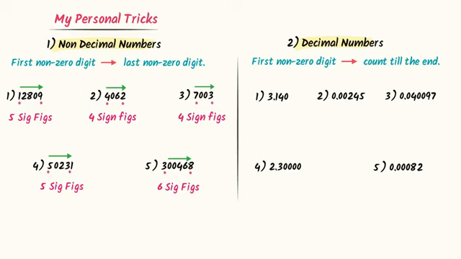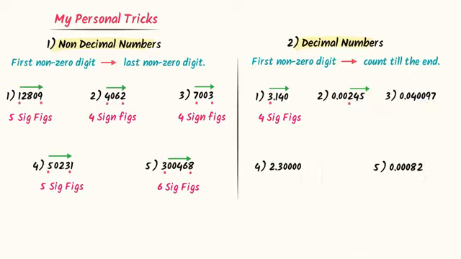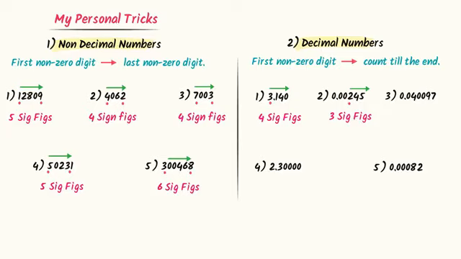3.140, the first non-zero digit is 3. I count till the last digit. There are total 4 digits, so there are 4 significant figures. In the second number 0.00245, first non-zero digit is 2. I count till the last digit. There are total 3 digits, so there are 3 significant figures. In the third number 0.040097, first non-zero digit is 4.